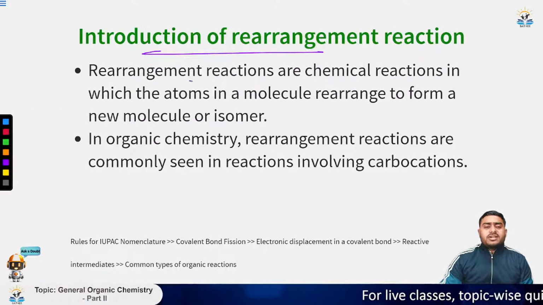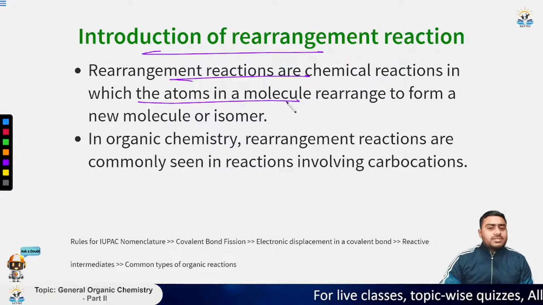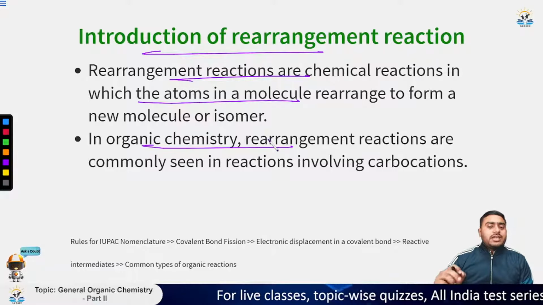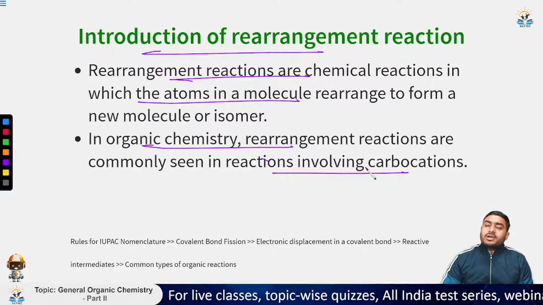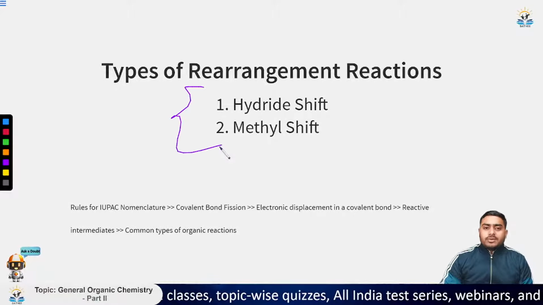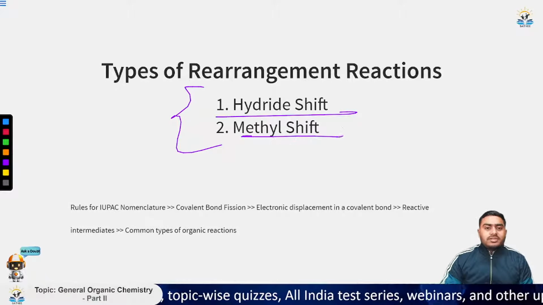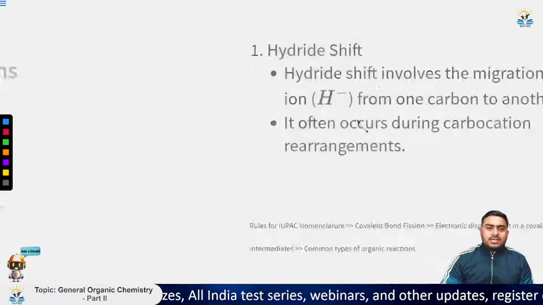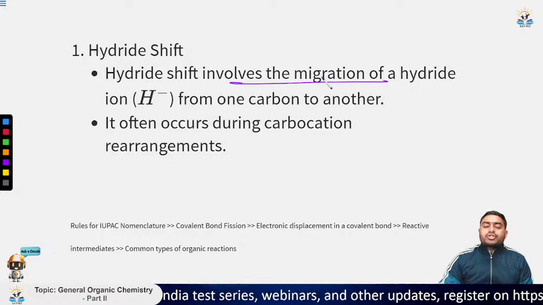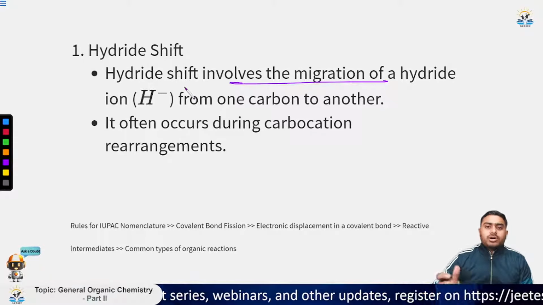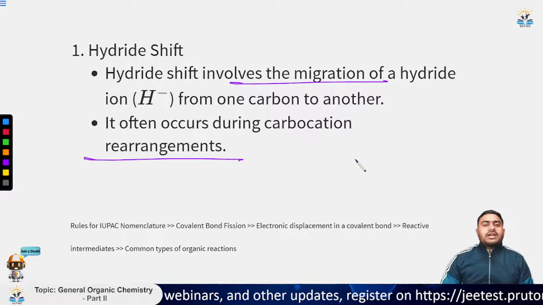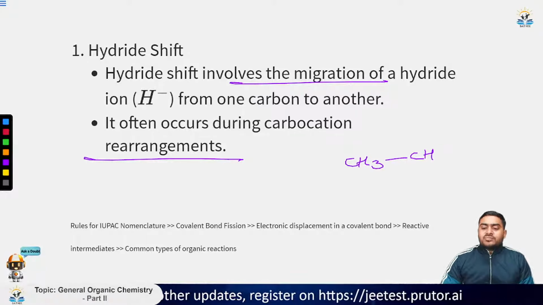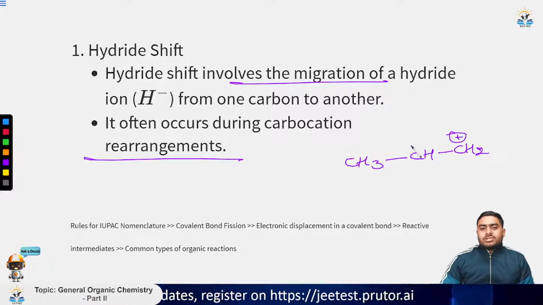Next one is rearrangement reaction. Rearrangement reactions are chemical reactions in which the atoms in a molecule rearrange to form a new molecule or isomer. In organic chemistry, rearrangement reactions are commonly seen in reactions involving carbocations. There are two types of rearrangement reactions like hydride shift or methyl shift. Hydride means H negative shift, or methyl means like CH3 shift. The hydride shift involves the migration of a hydride ion from one carbon to another, right? Occurs during carbocation rearrangement. For example, suppose at any time you get this type of carbocation: CH3, CH, CH2 positive and CH3.